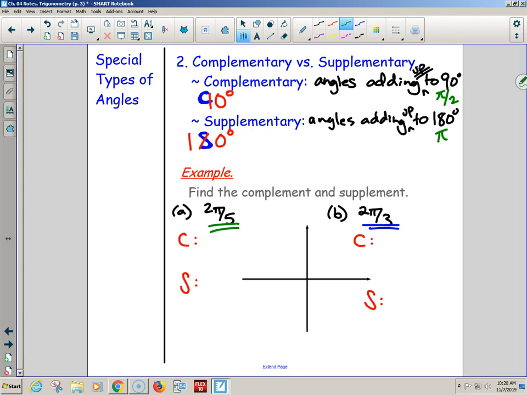2 pi over 5. Is that somewhere here-ish? How do I know that? It's 72 degrees. No, that's way too big. What am I trying to do? I'm trying to cut it into 1, 2, 3, 4, 5, and ish.